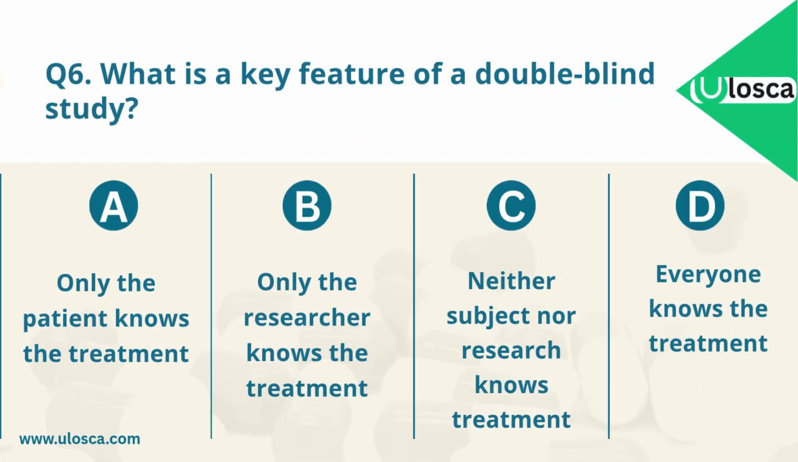Question 6. What is a key feature of a double-blind study? A. Only the patient knows the treatment. B. Only the researcher knows the treatment. C. Neither subject nor researcher knows treatment. D. Everyone knows the treatment. Which one is the correct answer?